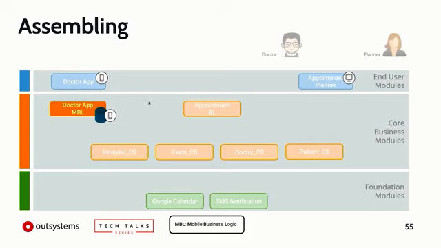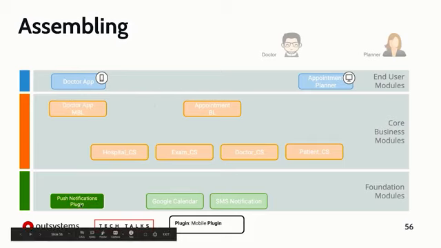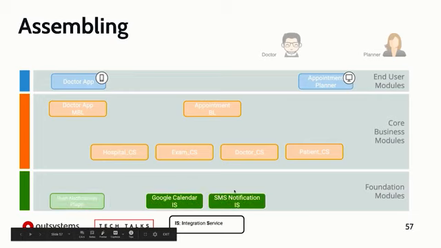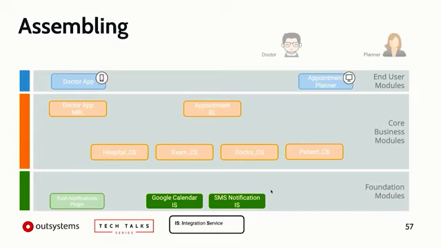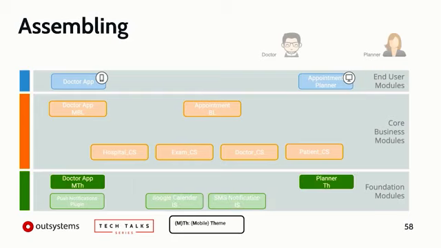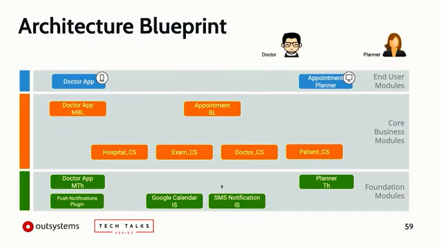Along with SMS notifications, a good way to contact doctors can be through push notifications, and for that we can use a plugin that exists on the Forge. The Google Calendar and SMS notification modules provide the functionality to access the calendar and to notify via SMS. This is done through integration services on the server side, so web applications can also reuse this. Finally, we have the theme modules. One for the web application and another one for the mobile application. These are all the modules that have been identified as part of the requirements.